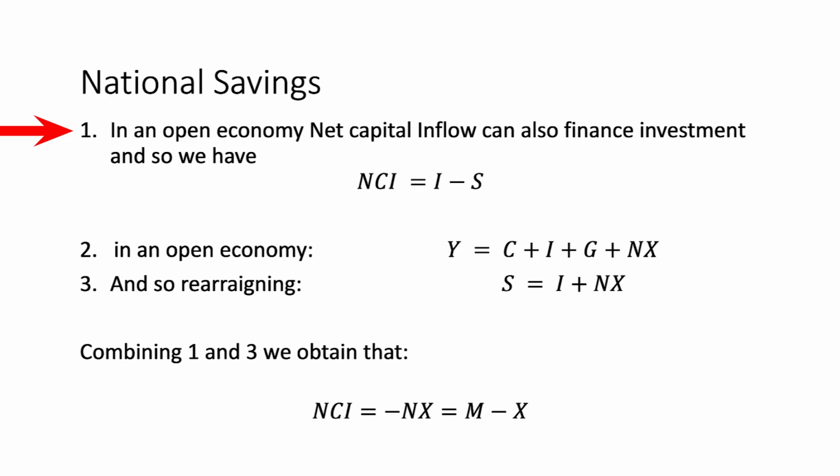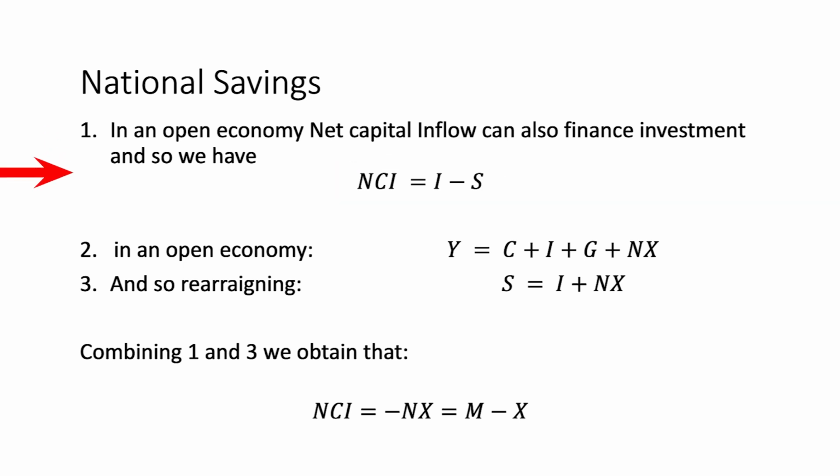And that's what gives us the first equation. We can calculate how much money is coming into the economy from foreigners by seeing how much firms are investing and what the funds available domestically are, what national savings is. The difference between those two has to be how much capital is coming from abroad. So net capital inflow has to be equal to investment minus national savings.